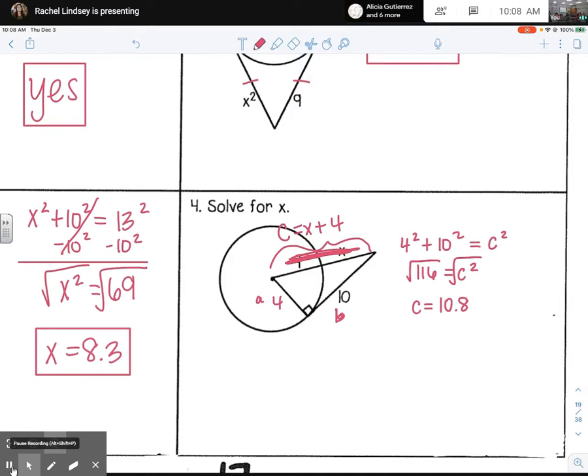So now I need to solve for x. So I know C equals x plus 4 and C equals 10.8. What am I going to set x plus 4 equal to? 10.8. Yep. X plus 4 equals 10.8. Subtract the 4. We get x equals 6.8.